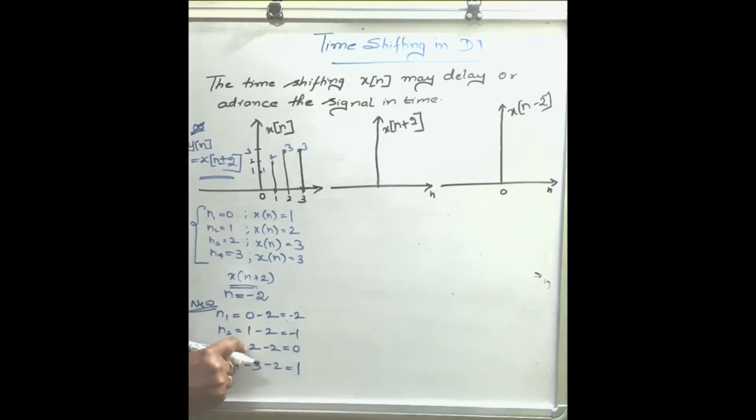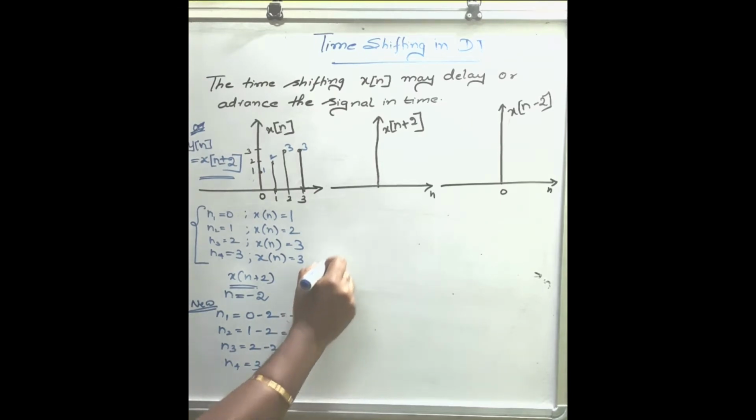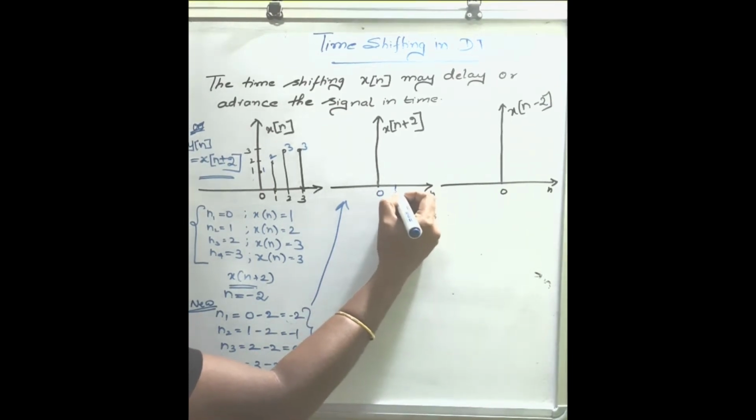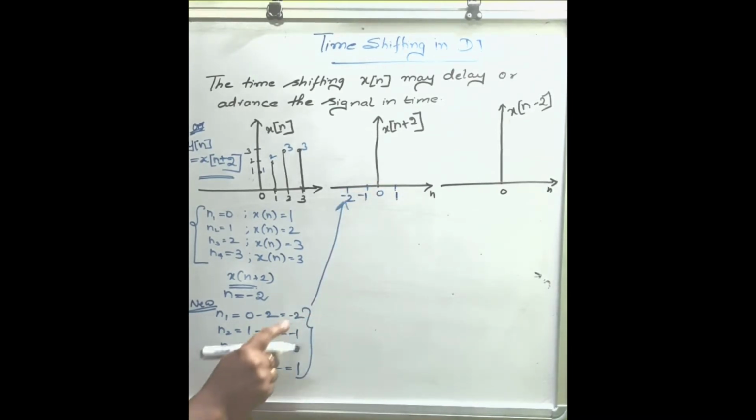Here 0, 1, 2, 3 is the old set of n, and minus 2 is brought from the question, x of n plus 2. So now n becomes n minus 2, and this is the new set of n. Having this, you are going to plot. So for n is equal to 1, 2, 3, please plot this: 0, 1, minus 1 and minus 2.